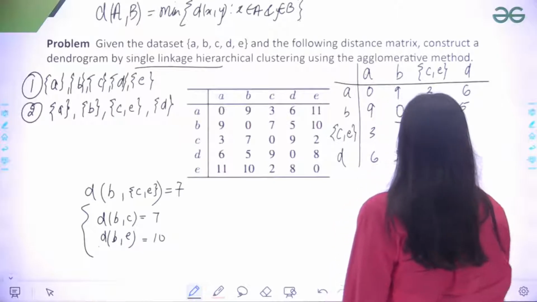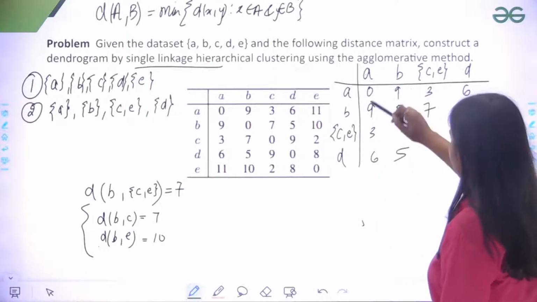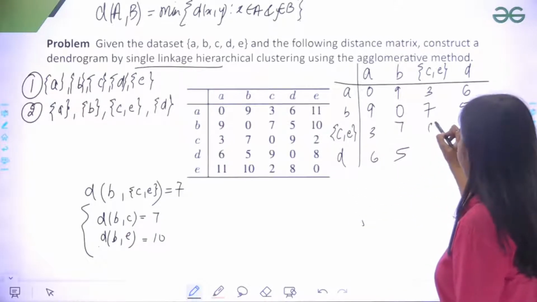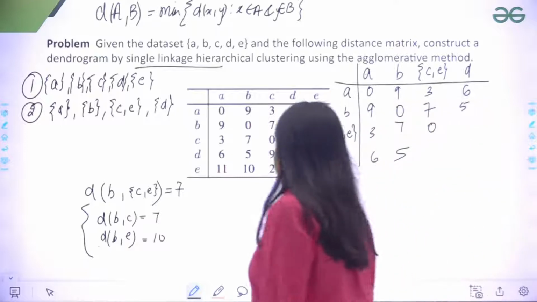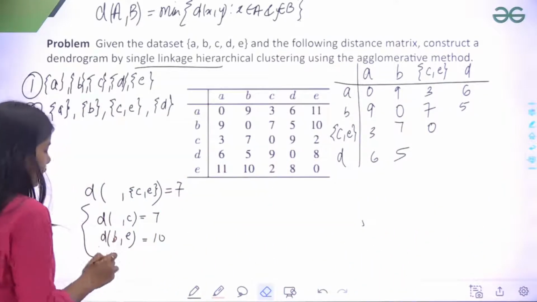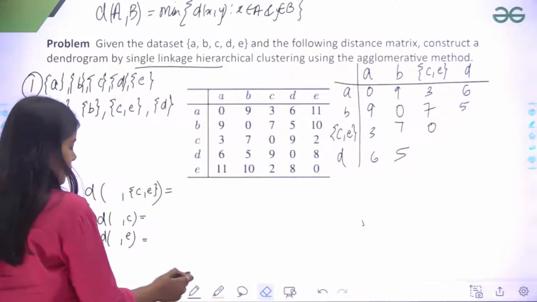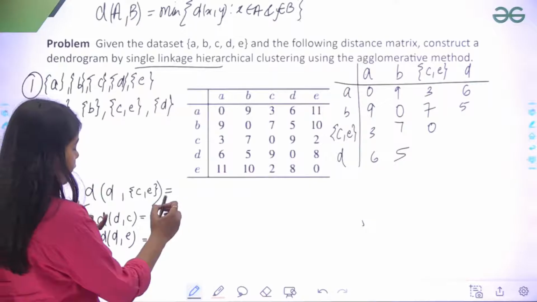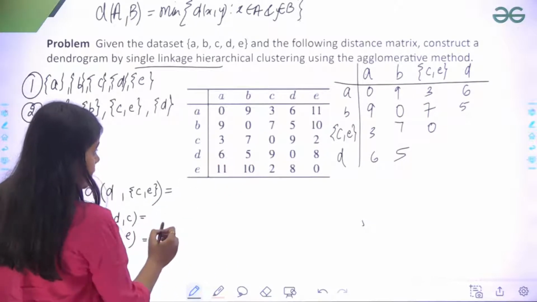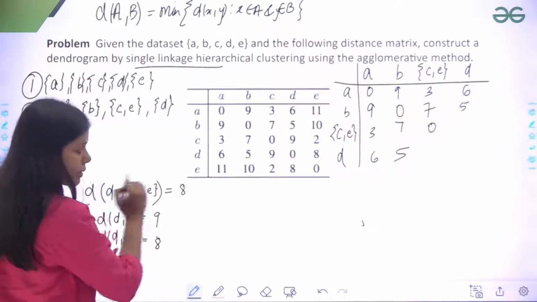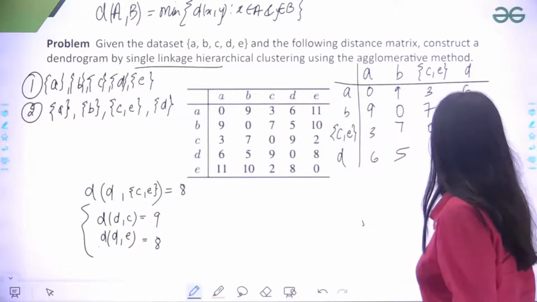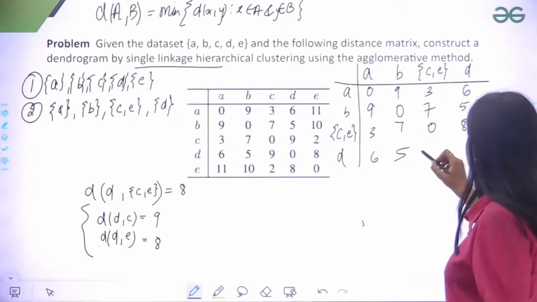9, 3, 6, 9, 0, 7, 5, right? Because distance of CE with A is distance of A with C, so I have written 3, right? That's why I have done that. Now distance of C with C is 0. Distance of CE with D, I have to find out distance of D with CE. Distance of D with C is 9 and 8. So I'll get the distance 8, right? I'll get this distance 8. So I'll write down here 8. And next thing here D comma C is 8 and this would be 0.